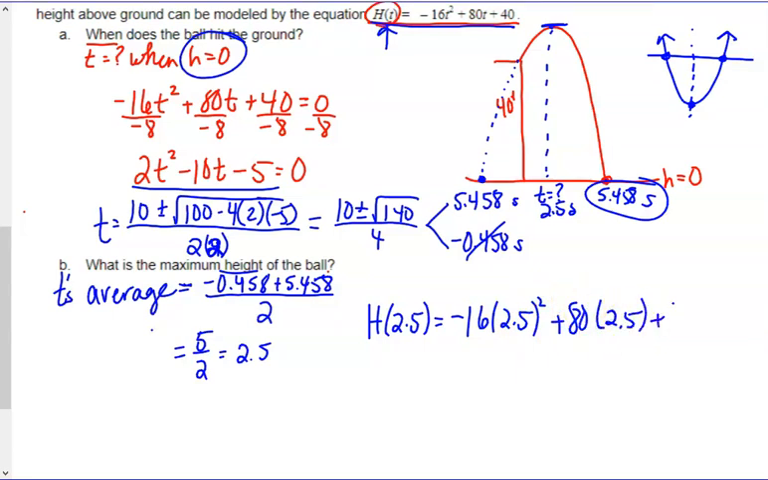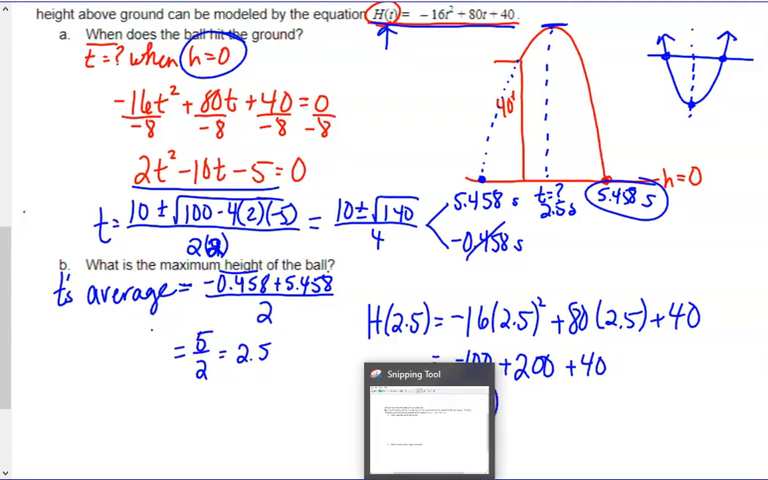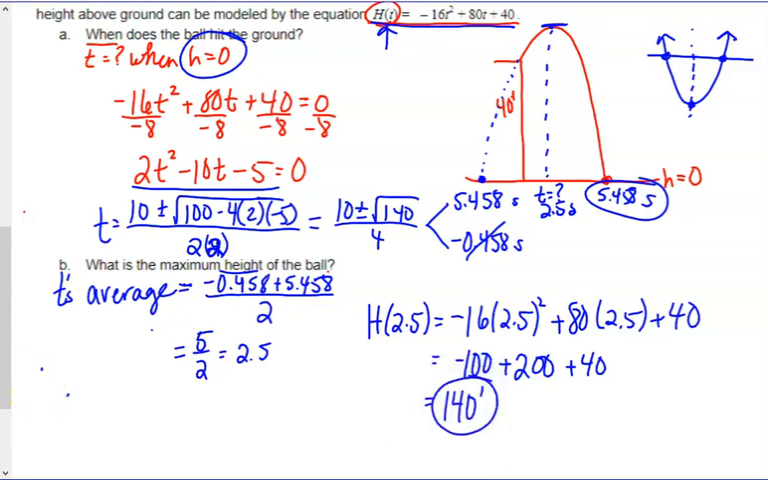So I get negative 16 times 2.5 squared plus 80 times 2.5 plus 40. And if you were to multiply all those things out, we get negative 100 for the first term. We get a plus 200 for 80 times 2.5. And then I have to tag on that 40, which comes out to be 140 feet. And that is the maximum height of that projectile. Okay? So that is a very, very nice problem and a prime example of what we have with projectiles.